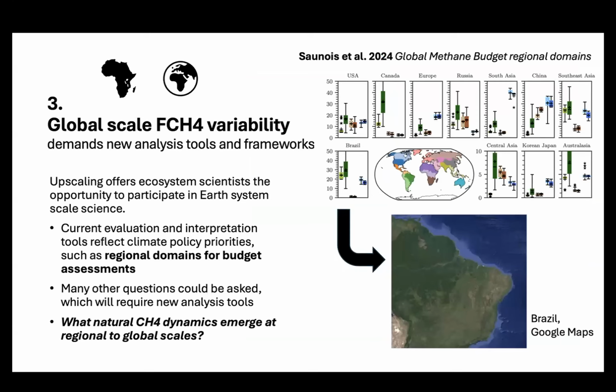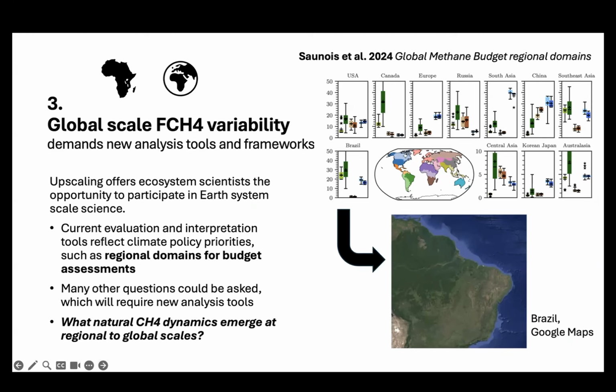And then the third thing is that I'm really excited by the community dimension here and the science question aspects, where we can bring ecosystem scientists who have mostly worked at the site to landscape scale or even the microbial scale to engage in conversations about global methane or other fluxes. But I think that the tools and frameworks that we use to analyze the global products still maybe rightly reflect for now the climate policy priorities, but there are other scientific dimensions to the global patterns in methane.